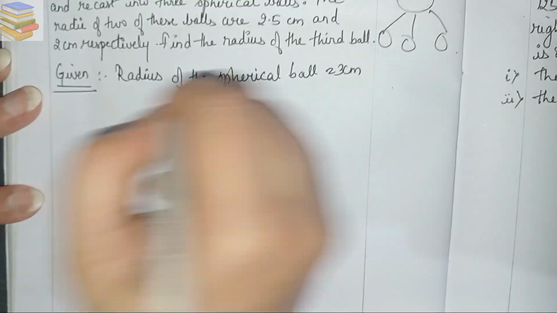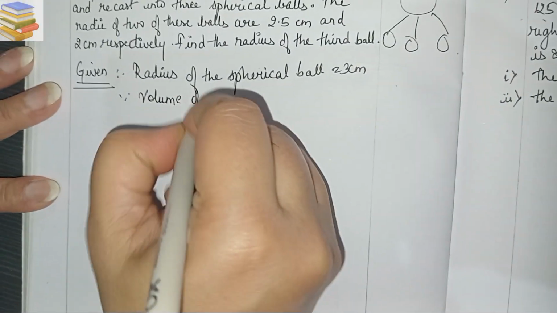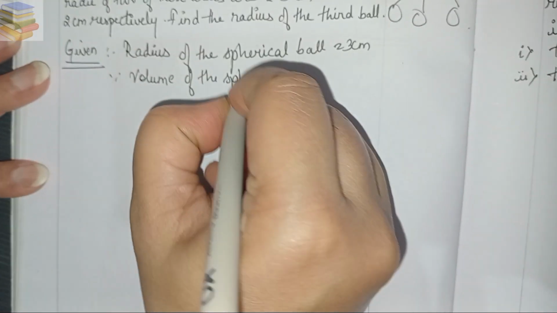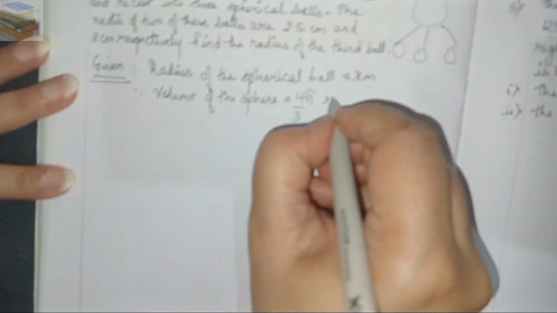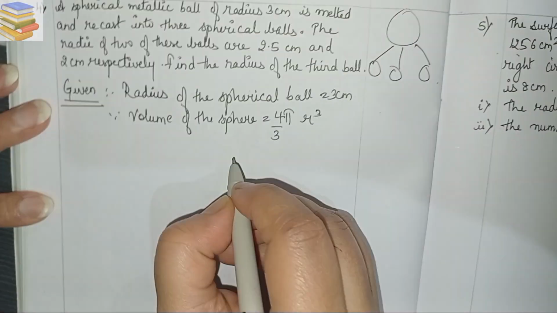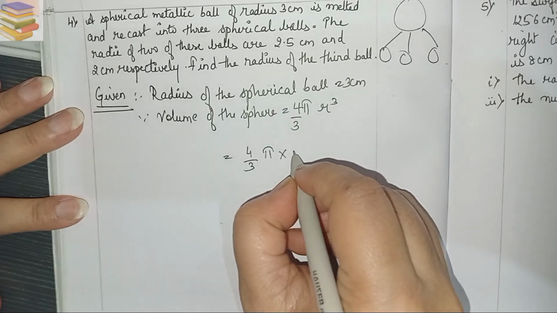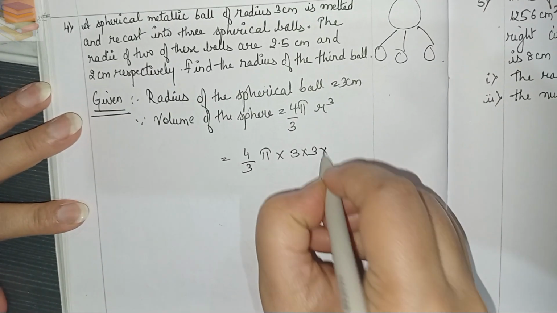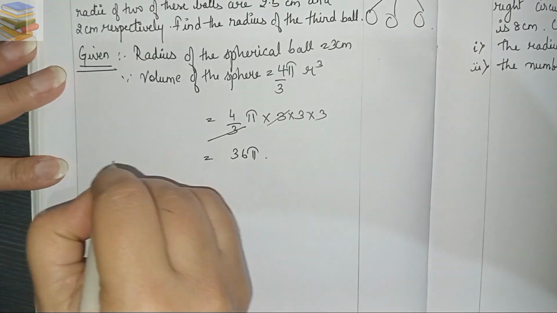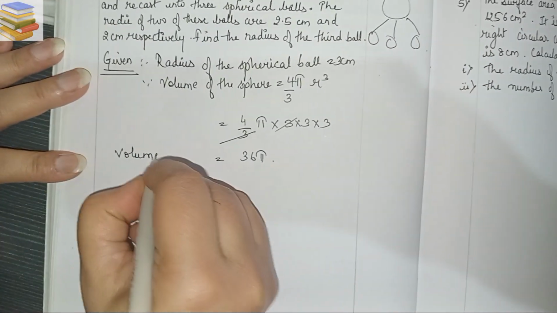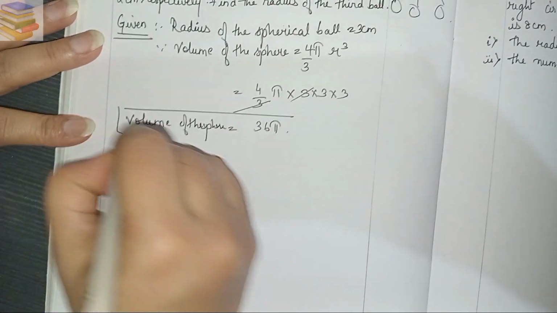The radius of the spherical ball is equal to 3 centimeters. Since we know the volume of the sphere is equal to 4/3 pi r cube, 4/3 pi into 3 into 3 into 3 will give you 36 pi. This is going to be the volume of the sphere.